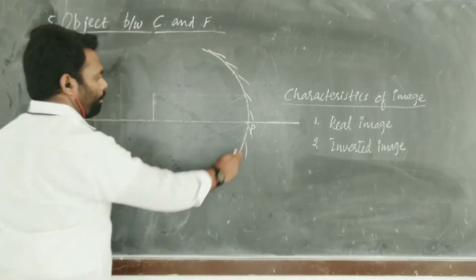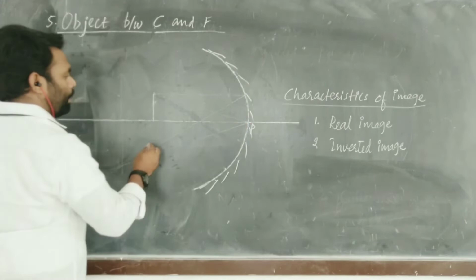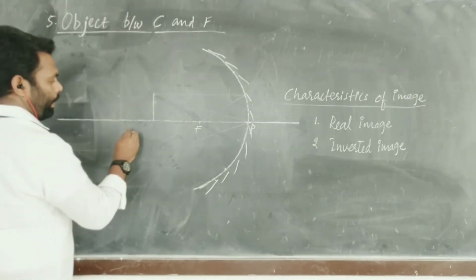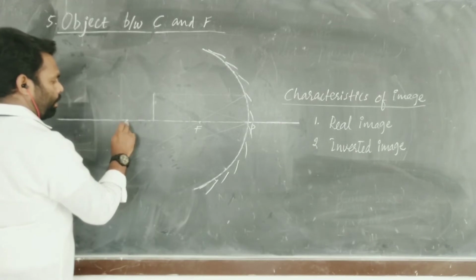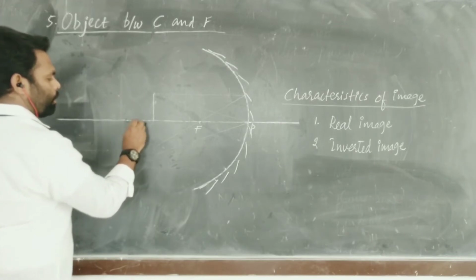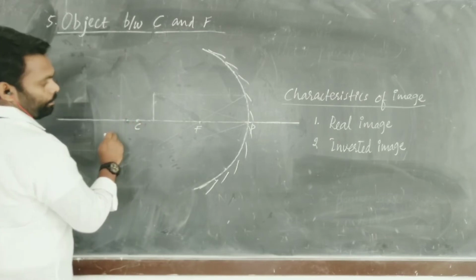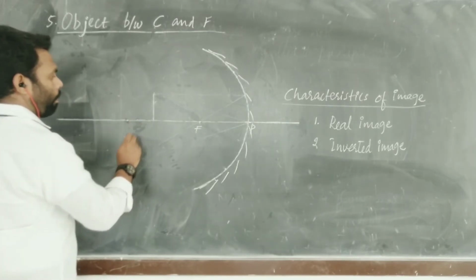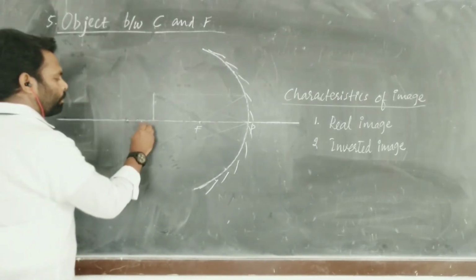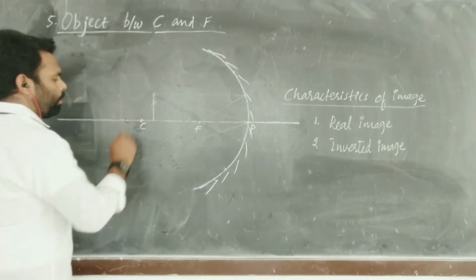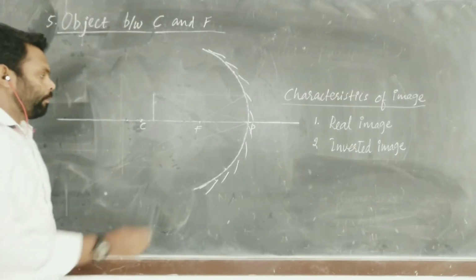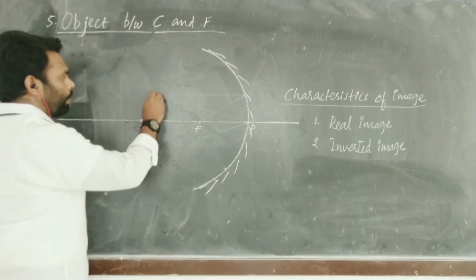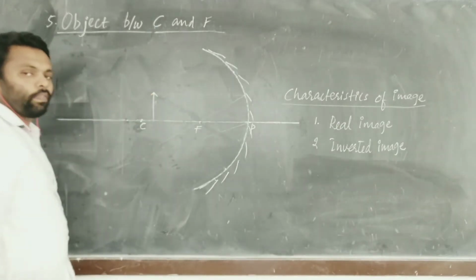So this is our concave mirror, this is the principal axis. Let us take this point as the focus, and this point as the center of curvature. Okay, the object is between the focus and the center of curvature. Let us consider this as the object.